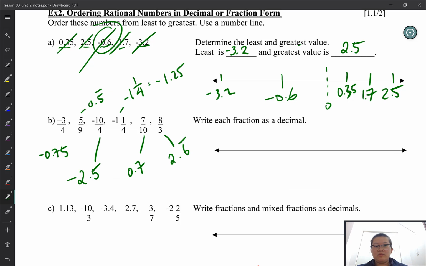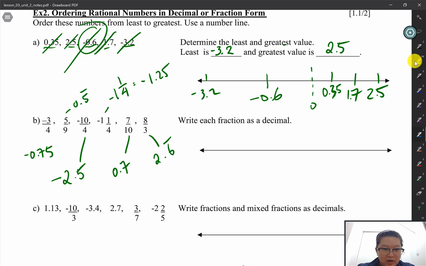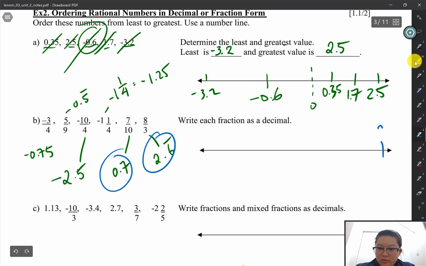Okay, so these are the numbers I have to work with. First of all, I'm going to choose the largest number. I'm going to do that in a different color in case it gets too messy. The largest number is definitely not going to be negative. It's going to be positive, and it looks like these are my two positive numbers. So 2.666 is going to be my largest number.